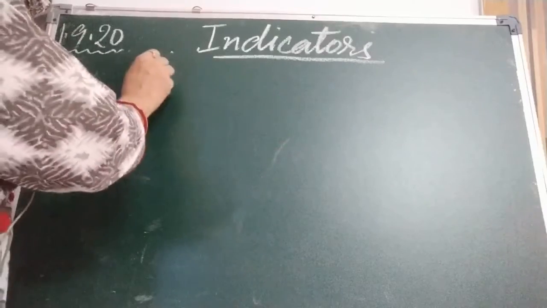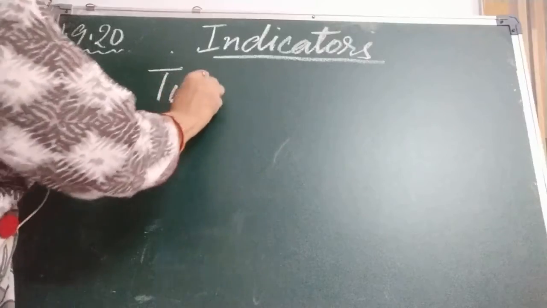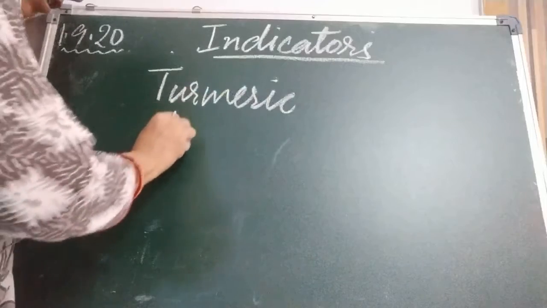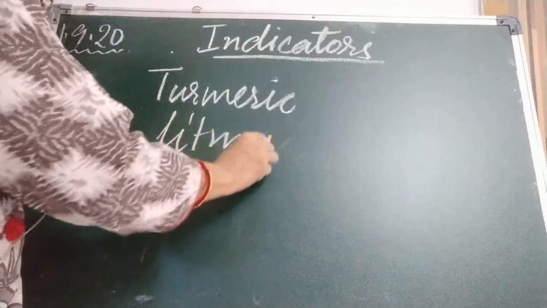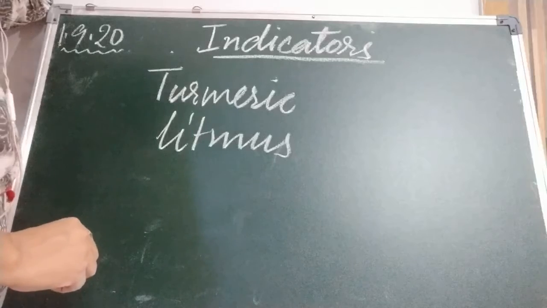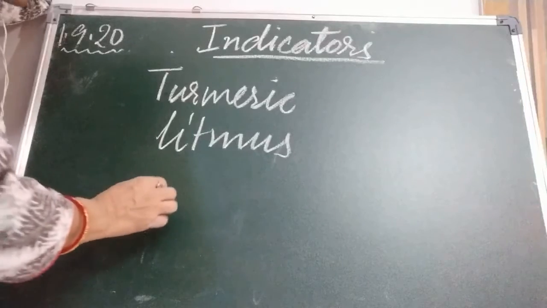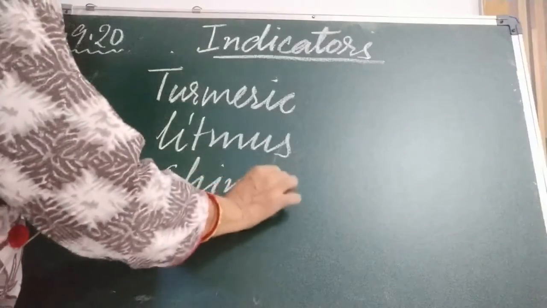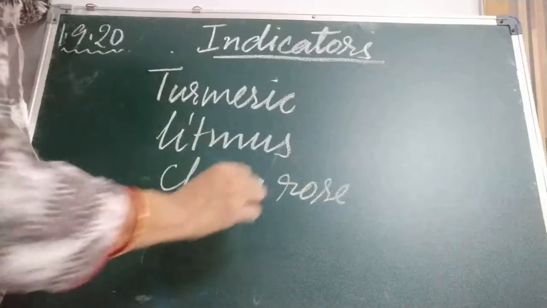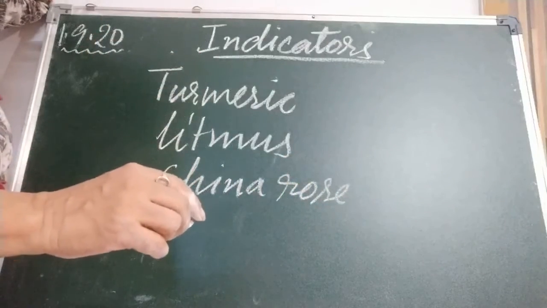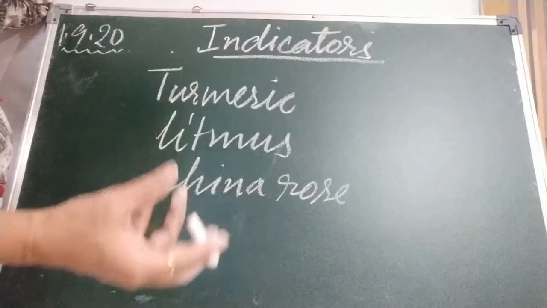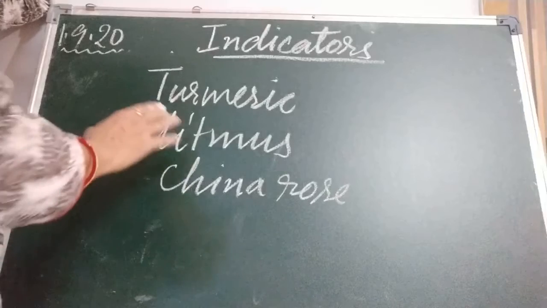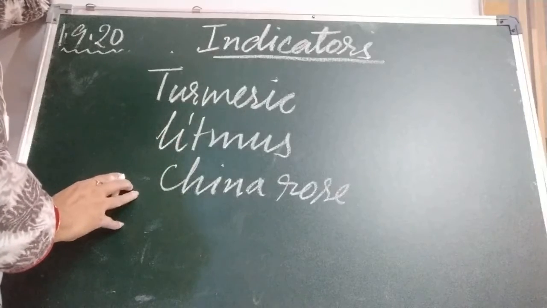Turmeric, a very common indicator. Litmus paper, children. I will let you know what litmus paper is. It is available in the laboratory. China rose petals. China rose is the hibiscus flower. We soak the China rose petals in water and take out the juice, and that juice works as an indicator. They are natural indicators.